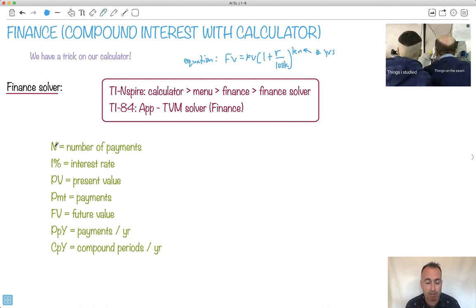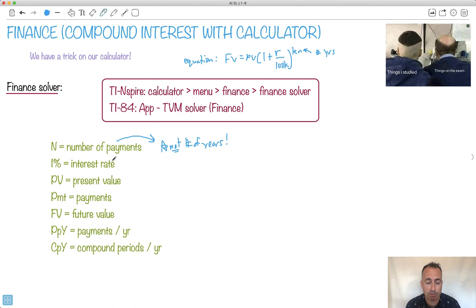This right here, this capital N is not the number of years. It's the number of payments. This is really important, okay? So it's not the number of years. This is important because it's different from the equation. So really watch out for this. This is really important, okay? So this one here, not the number of years.